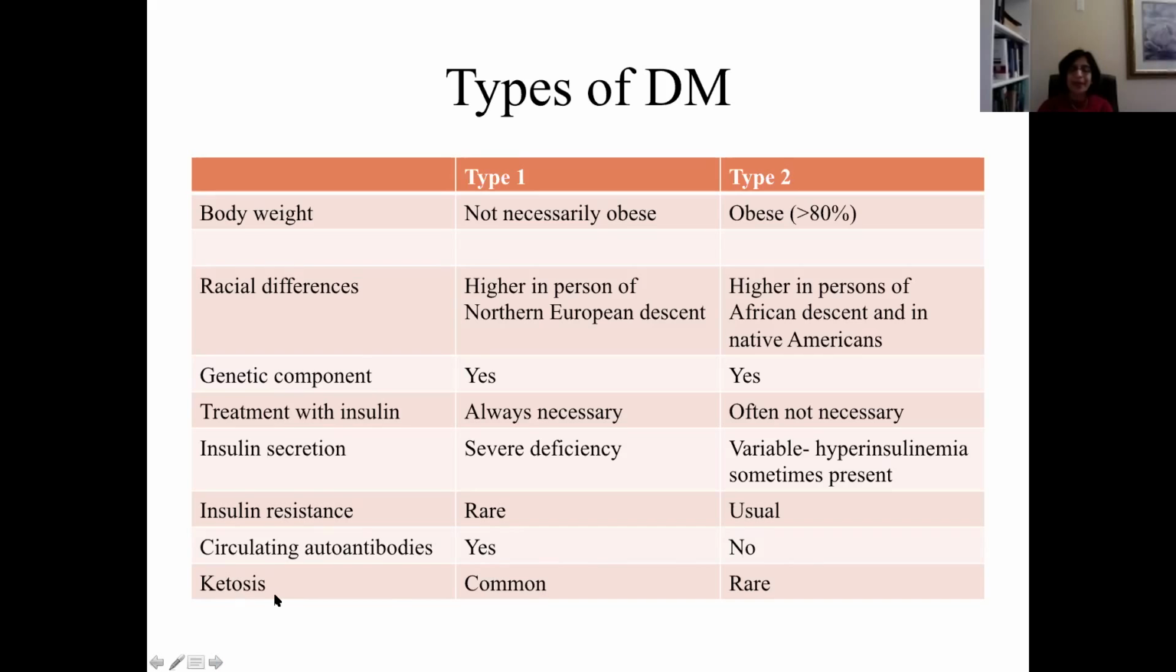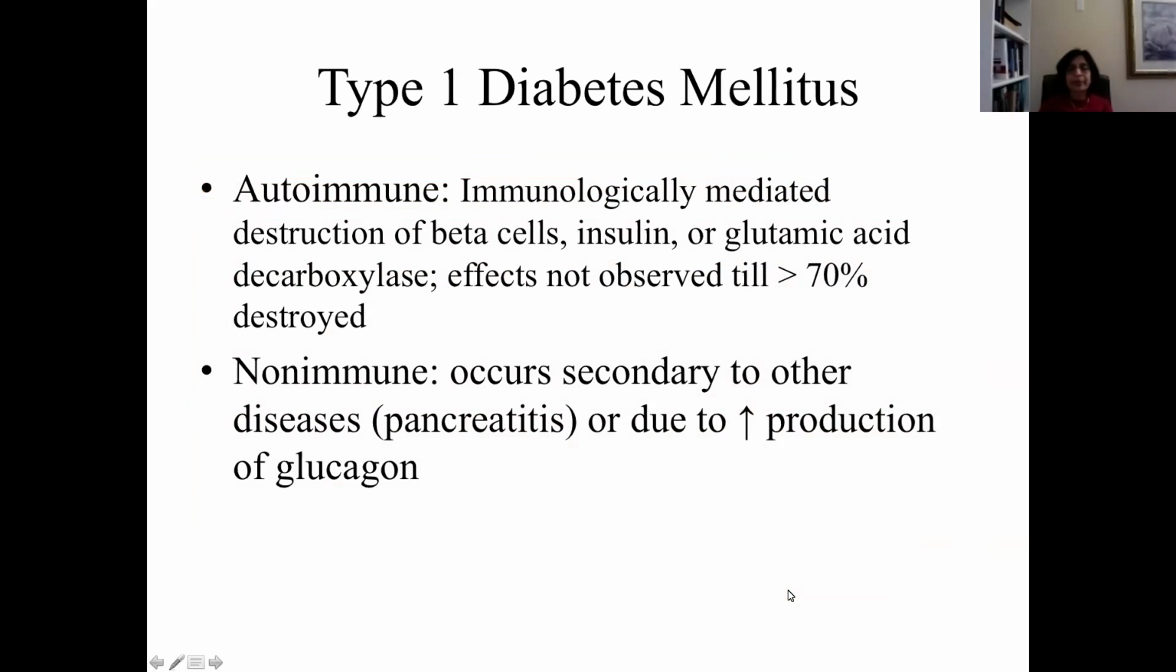Ketosis, we'll talk about this in greater detail. Ketosis is an increased amount of ketone bodies in the blood. It's very common in type 1, whereas in type 2, it's not so common. Okay, let's focus on type 1 first and then type 2.